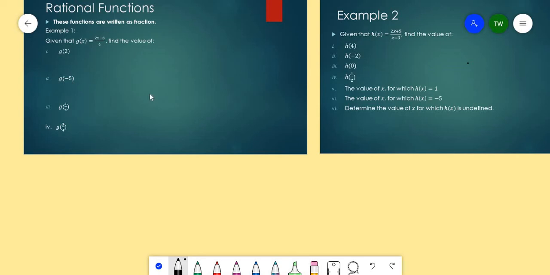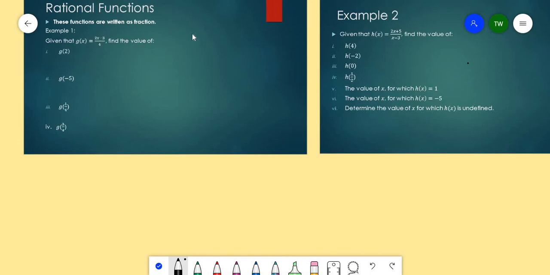Welcome to another video. In this video, we're still going to look at how we evaluate functions, but specifically rational functions, right? So these functions are written as fractions. The first example I have here: given that g of x is equal to 2x minus 3, all divided by 4, find the value of g of 2.